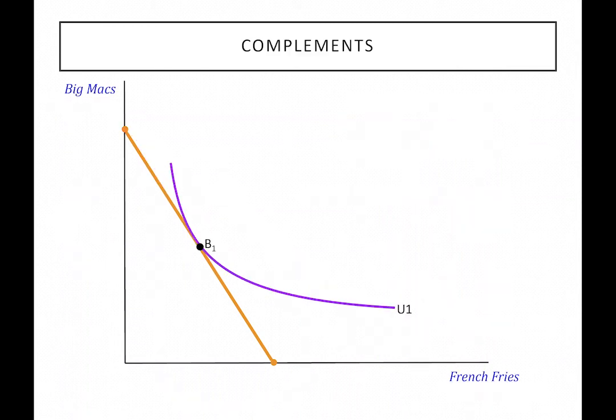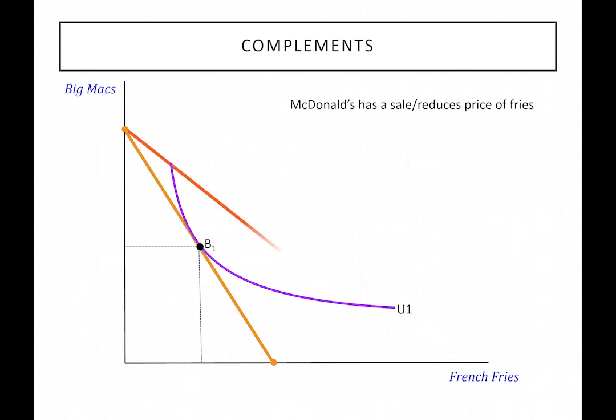There's another relationship. We refer to goods as complements. Now here I've got Big Macs and French fries. Imagine a person's got a budget constraint. They can spend it all on Big Macs. They spend it all on French fries. They've got an indifference curve maximized at bundle B1, which determines how many Big Macs they buy and how many French fries they buy. Fine. Now McDonald's has a sale, reduces the price of French fries. Price of Big Mac stays constant. So we draw a new budget constraint. Once again, the person finds a higher indifference curve. They're better off. They choose a new bundle B2 like this.